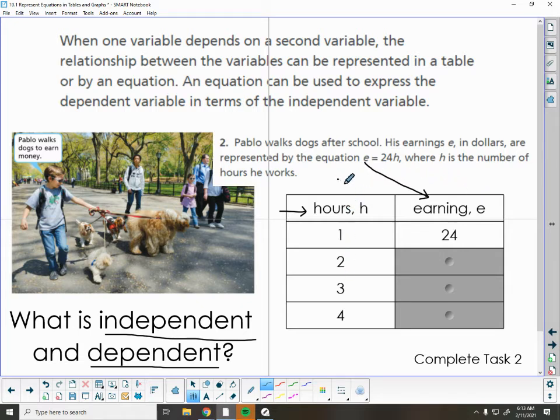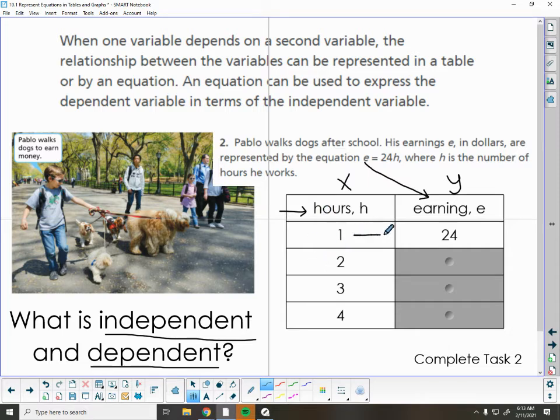So independent is our X column, which we're representing with hours. And our Y column is our earnings, which we're representing with E. So independent, he gets to choose how many hours he's walking dogs. And then the money he earns depends on how many hours he works. So let's see if we can fill out our chart here.